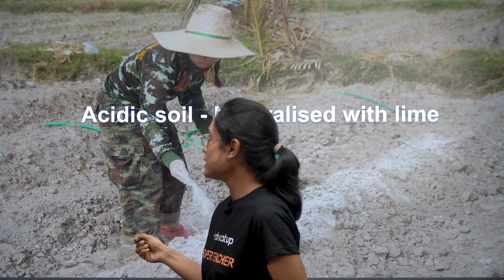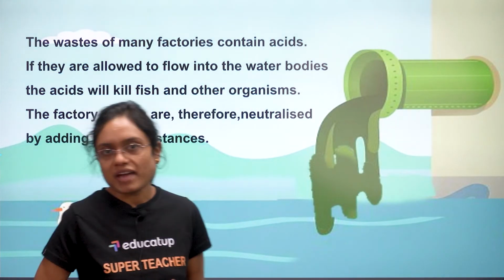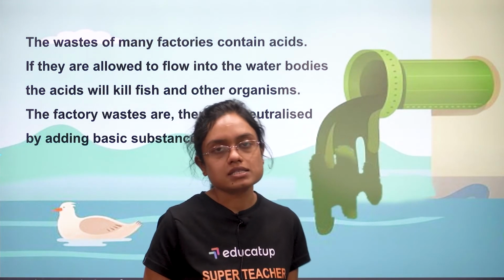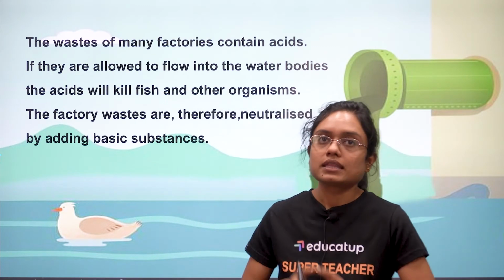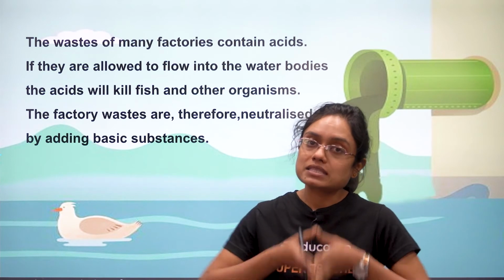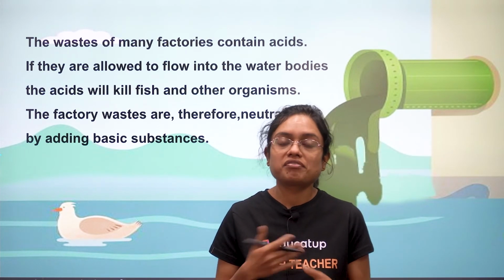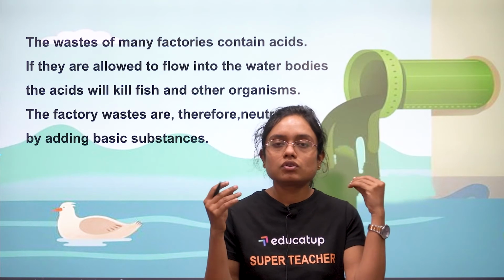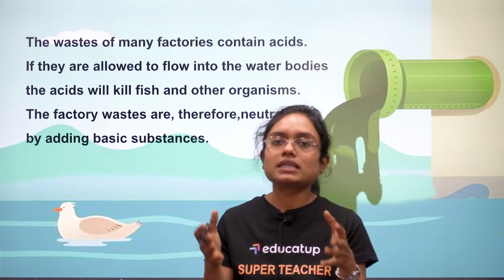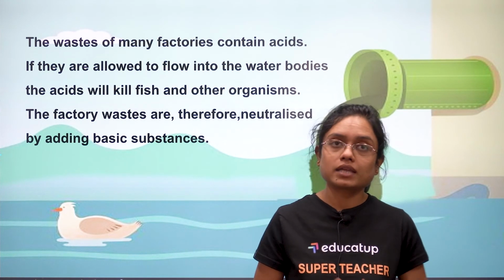Now move ahead. Now many factories, almost all the factories, are releasing their waste products and waste materials into the rivers. Now these waste materials contain a lot of acids. अब अगर ये ऐसे ही rivers में pour कर दिए जाएं तो जितने भी aquatic animals हैं, fish, crabs, you know, snails and all other aquatic plants, they all will die because acids का बहुत ज़्यादा impact आएगा उनके ऊपर.